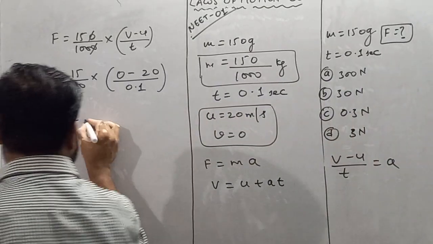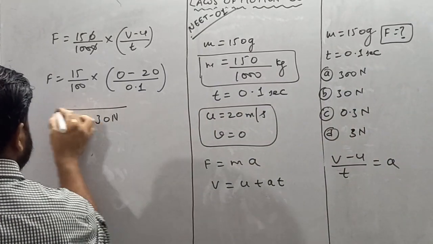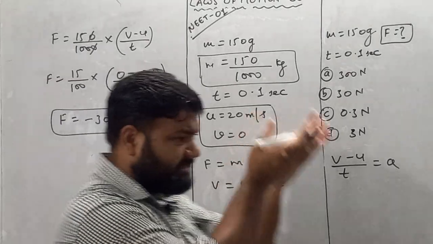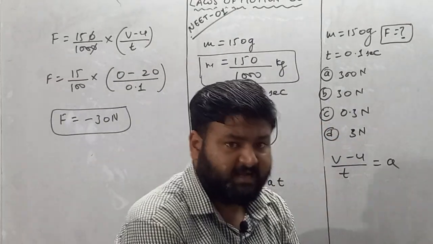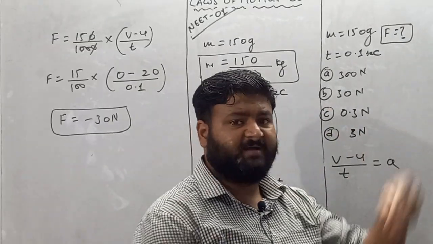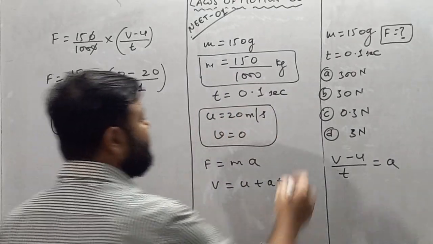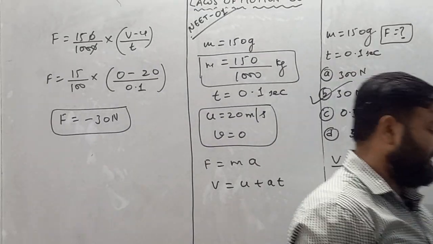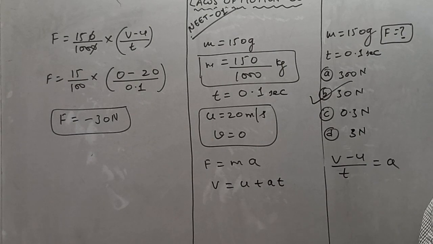Remember, the negative sign indicates the force is in the negative direction. Once the cricketer catches the ball, the hand goes down. That's why the force becomes negative. So option B is correct, that is 30 Newton. Moving forward, my dear student, write down the next question.